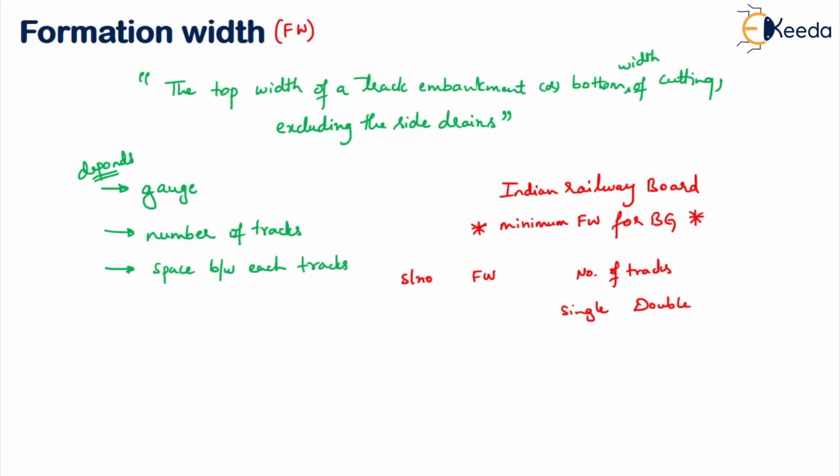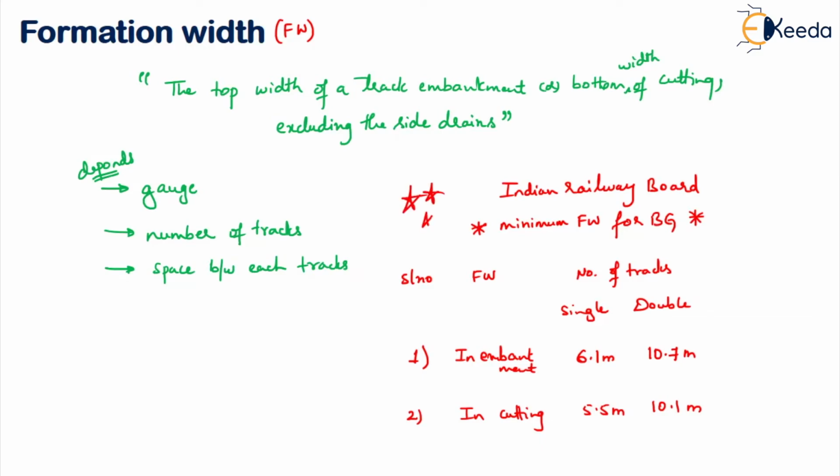Okay, so if you go for the first one in embankment, the second one is in cutting. In both, side drains are not included. So this will be 6.1 meters and this will be 10.7 meters, and here it is 5.5 meters, and here it is 10.1 meters. Okay, so this is an important table about your formation width.